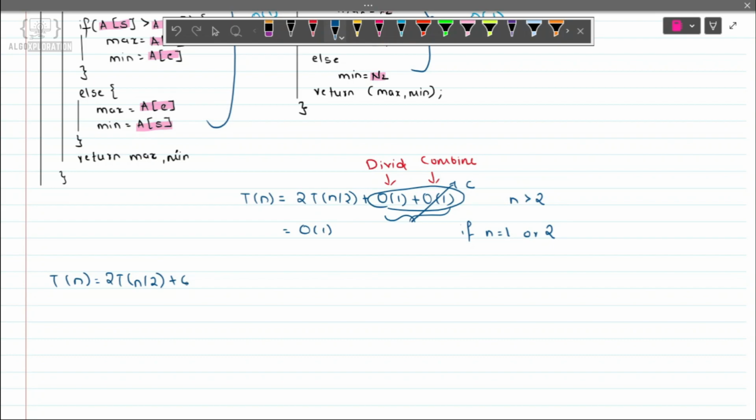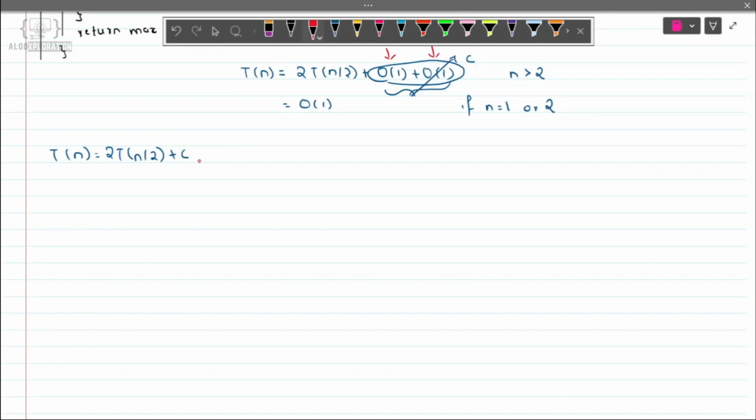Now let's find the time complexity. This is actually cost to divide and combine only at first level.